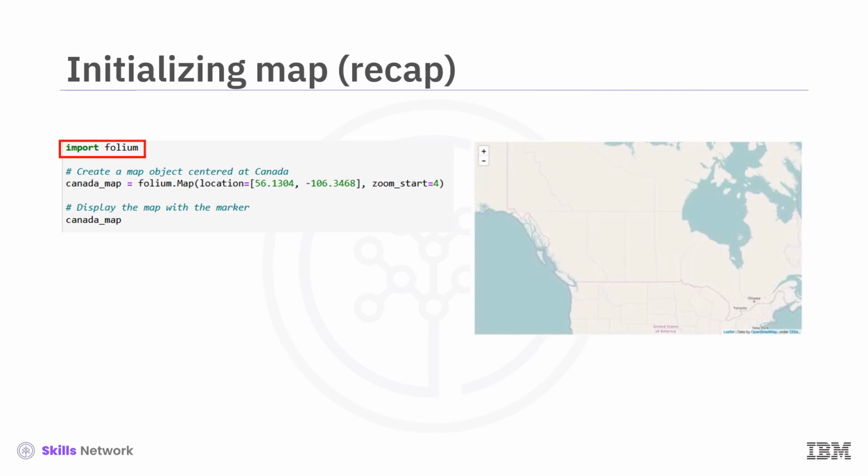First, import Folium, then create the map object. Remember that the location parameter specifies the latitude and longitude coordinates of the center point of the map. The zoom_start sets the initial zoom level of the map. In this case, zoom_start equals 4 provides a zoomed-out view of Canada. You can display it by simply calling Canada_map.